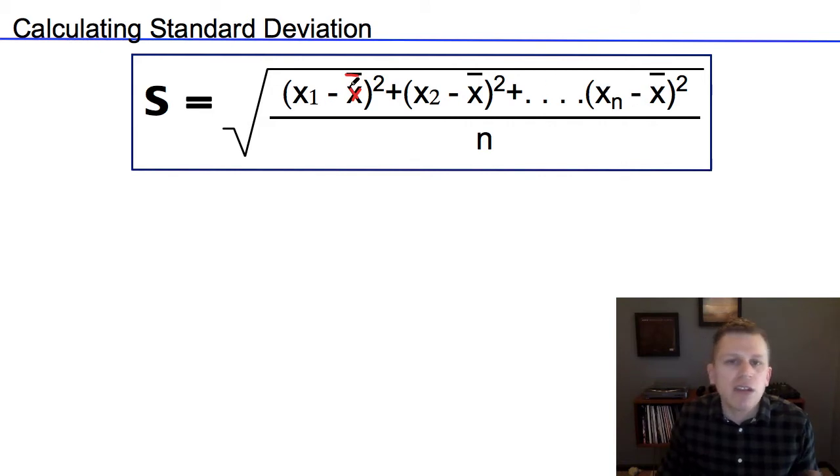What you then do with all of those numbers, which are the differences between the mean and a data item, is square them. You'd sum all of those differences once they were squared, divide by how many numbers there were, and then take the square root.